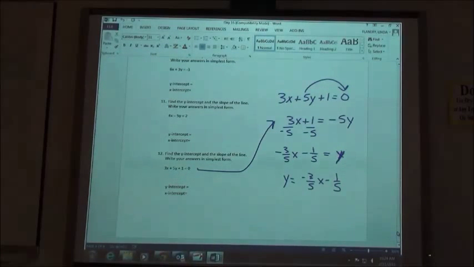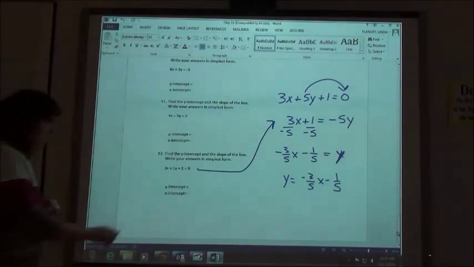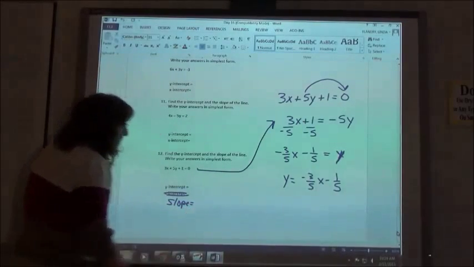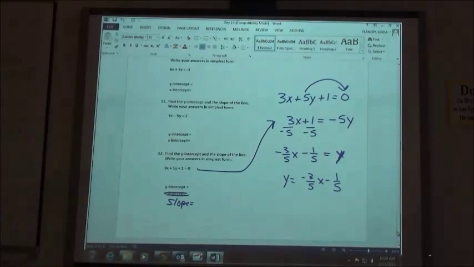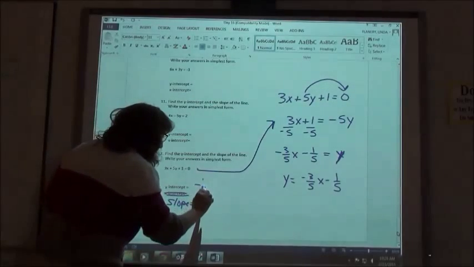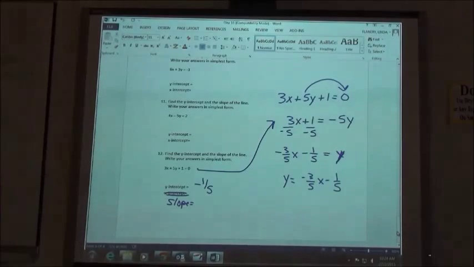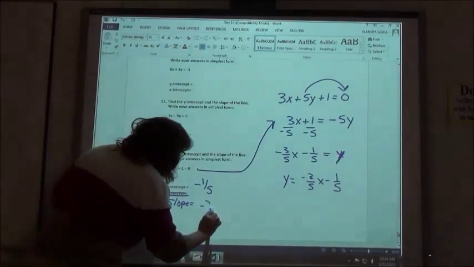So my y-intercept would be, don't forget the sign, negative 1/5. And my slope is going to be negative 3/5.